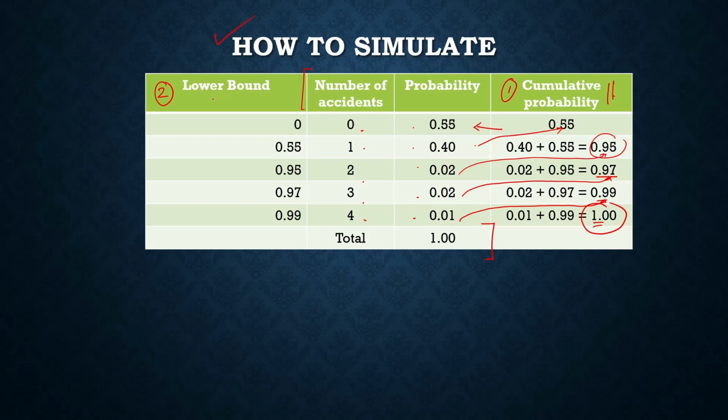Now about the lower bound, how to construct the lower bound? It is simply the cumulative probability offset by one row. That means you will start with 0 and then write the cumulative probability here. So this is equal to this, and so on. So therefore the last value will not be equal to 1, it will be equal to the previous cumulative probability value. Okay, so this is how the table should be extended first of all.